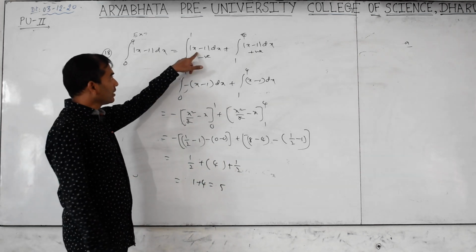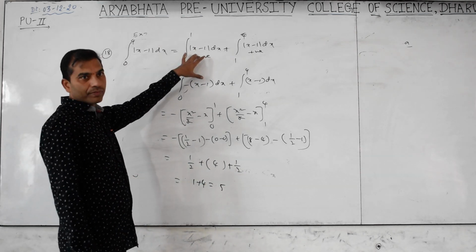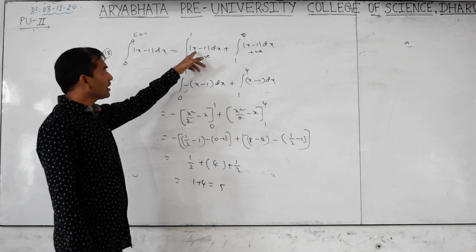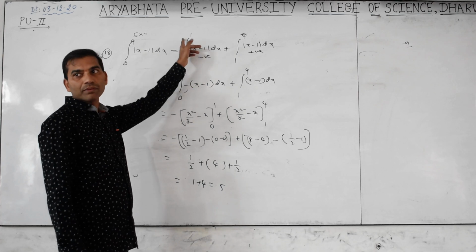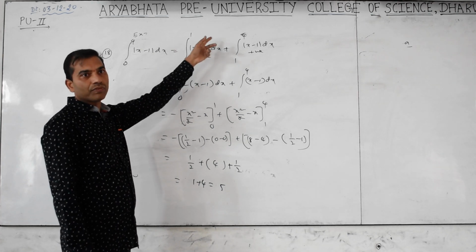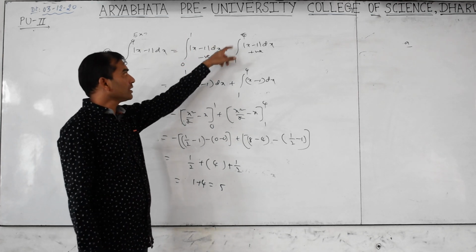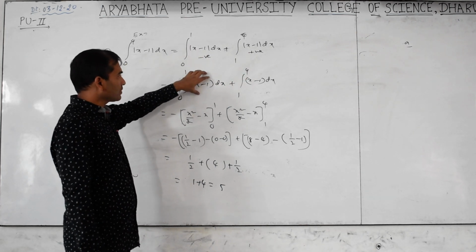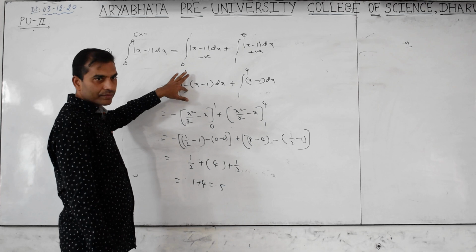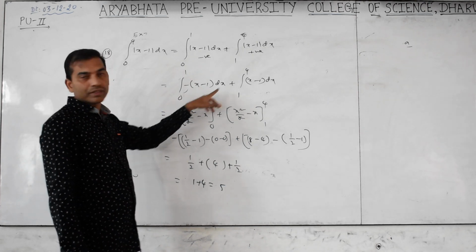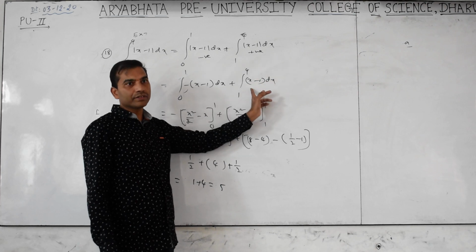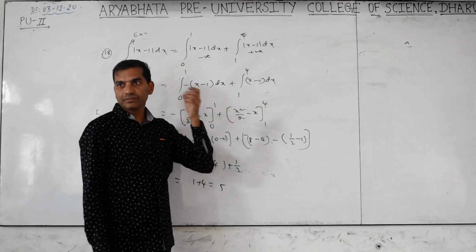Understood? There is a mod integration of mod x, which we don't know. We know the integration of x raised to n. So we should open the mod. This is the way to open the mod: 0 to 1, 1 to 4. In this interval it is negative, in this interval it is positive. If it is negative, mod x equals minus x minus 1. See, there is no mod here. We can find the integration. Here plus x, no mod here. We have opened the mod. Then we can find the integration here.